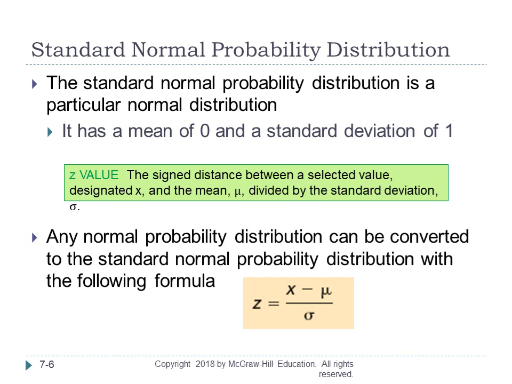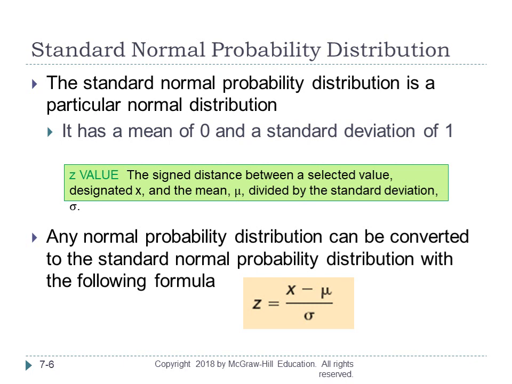Now to do this for any normal distribution, to get the probability for any value, you have to convert it into what we call a z-value. These are the values for the standard table that we can use to calculate probabilities. So here is a definition of a z-value: the signed distance between a selected value, designated by x, and the mean, which is equal to mu, divided by the standard deviation. What we mean by signed distance is that this distance can be positive or negative.